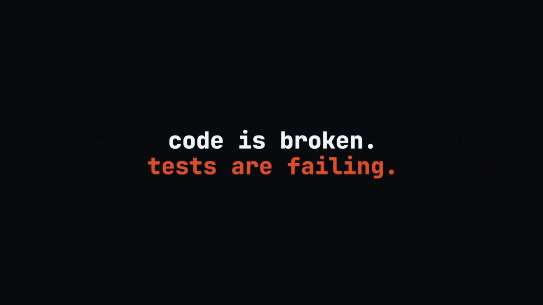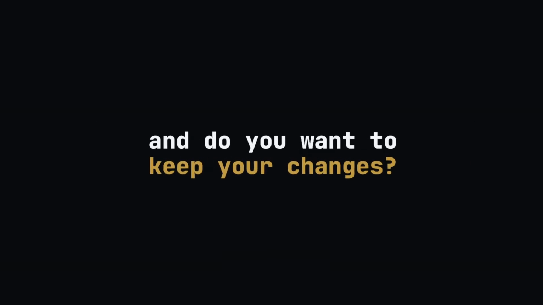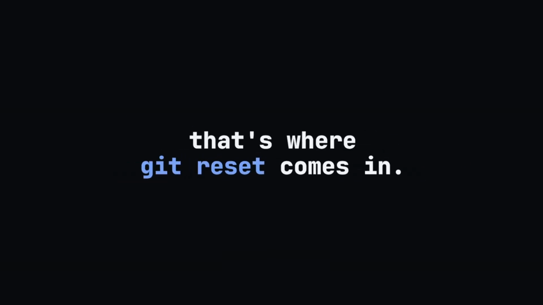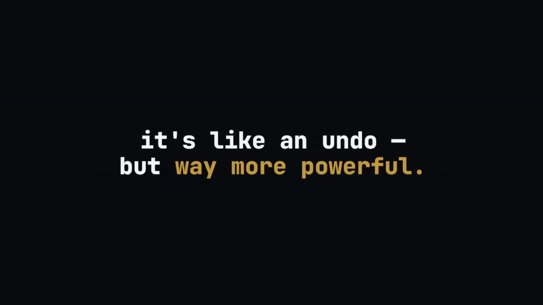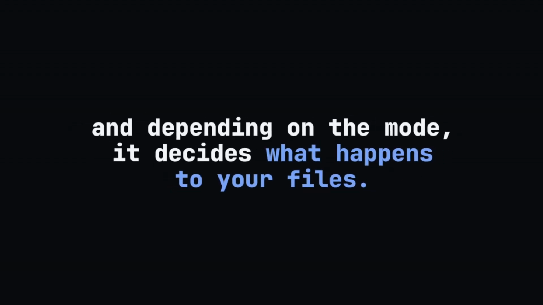You just made 2 bad commits. Code is broken, tests are failing. You need to go back, but how far? And do you want to keep your changes? That's where git reset comes in. Git reset lets you move HEAD backward in history. It's like an undo, but way more powerful. And depending on the mode, it decides what happens to your files.